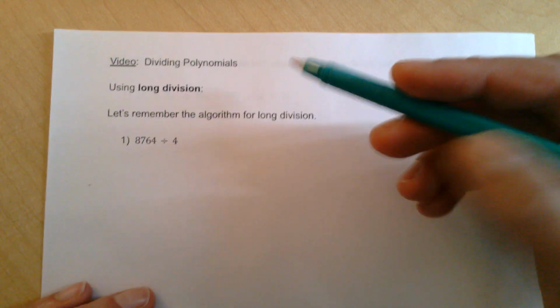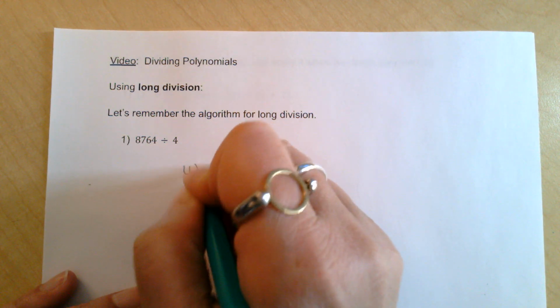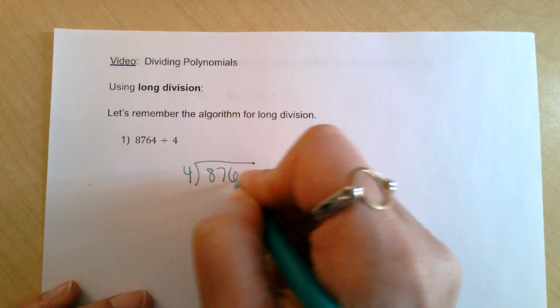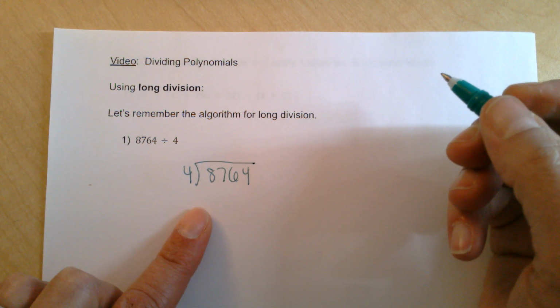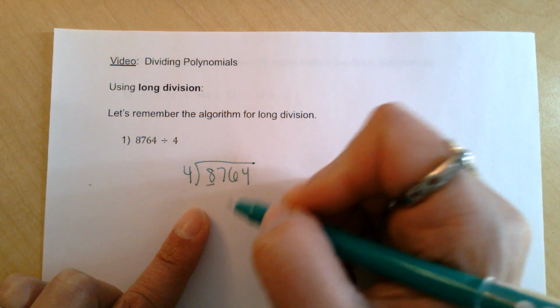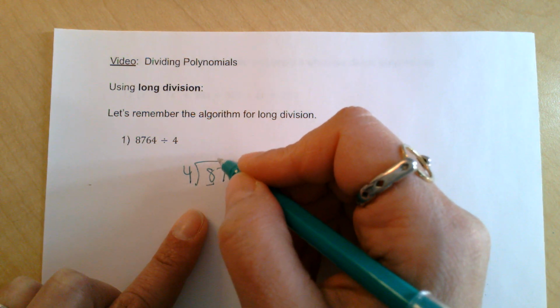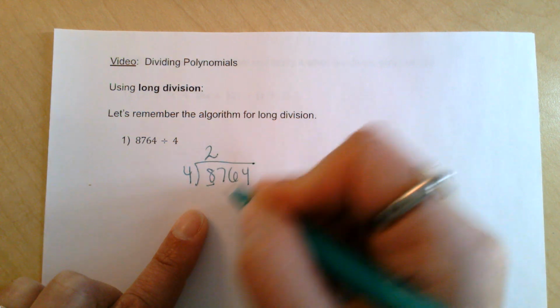Let's first remember the algorithm for long division. We're going to divide 8,764 by 4. What you're going to do is first set it up, and then look at this first digit, 8, and say, can I divide 8 by 4? Yes, I can. 4 times 2 is 8.